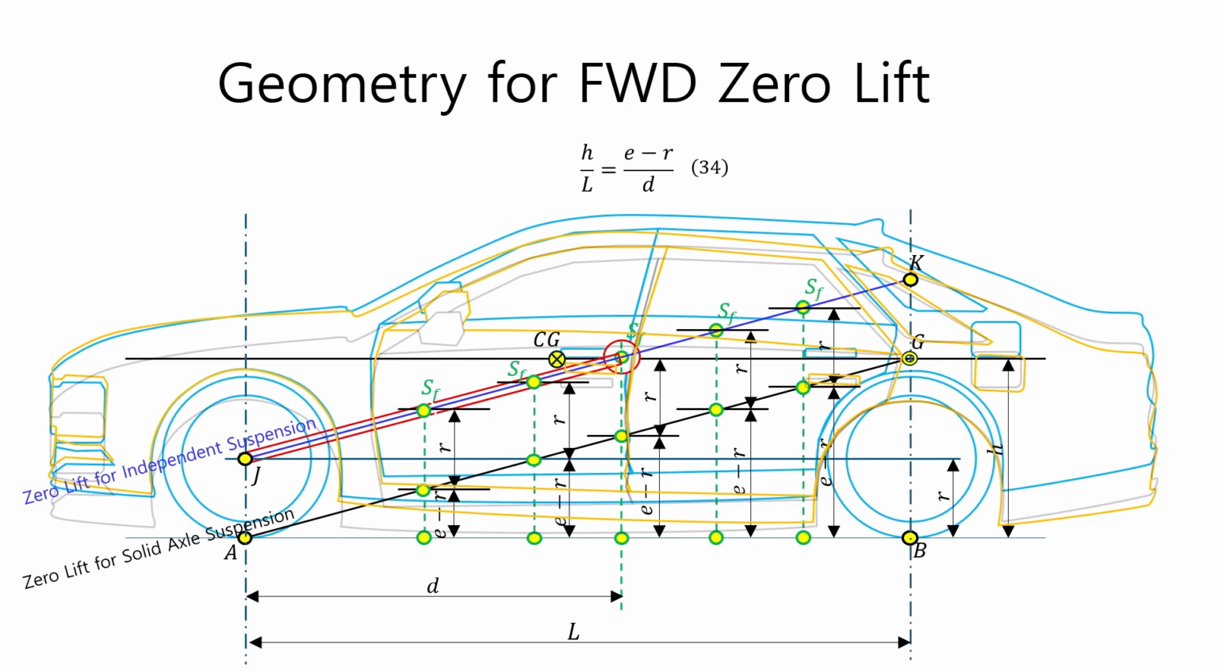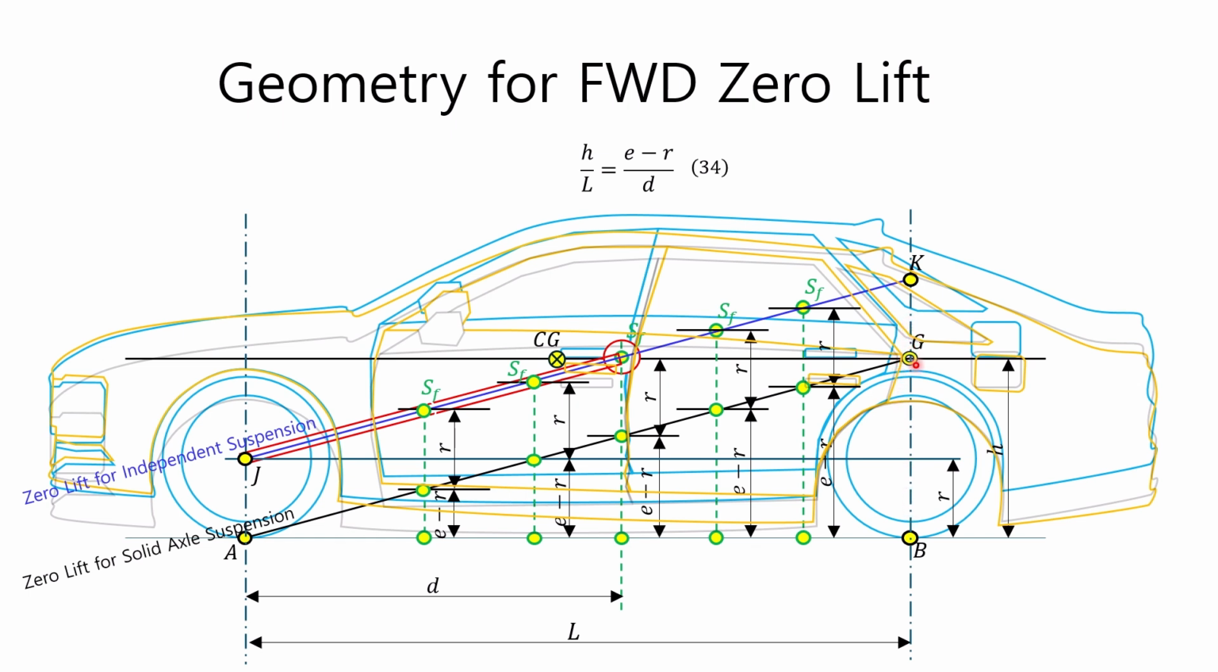Let's examine what geometry is required to achieve zero lift in a front-wheel drive vehicle with independent suspension. Based on the condition represented by equation 34 derived earlier, the geometry required to achieve zero lift can be represented as shown in the figure here. Point G contains the center of gravity, CG, and is the point where a horizontal line parallel to the ground intersects the vertical line passing through the rear tire contact point B.